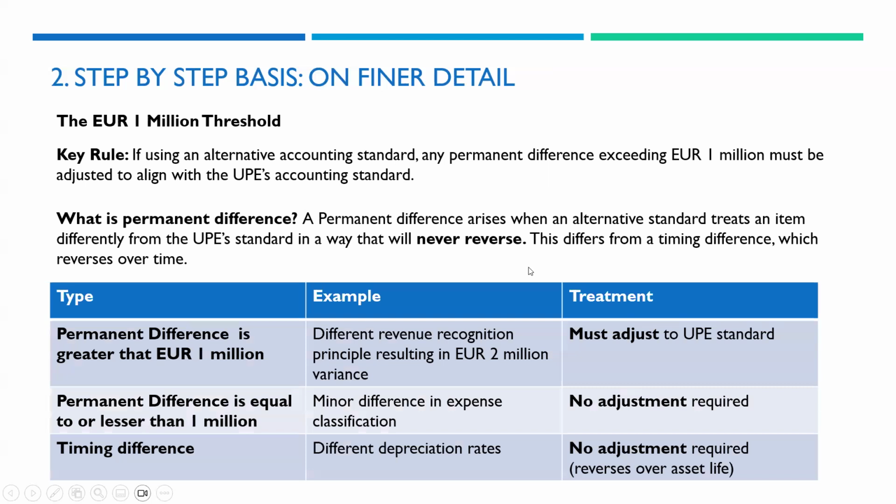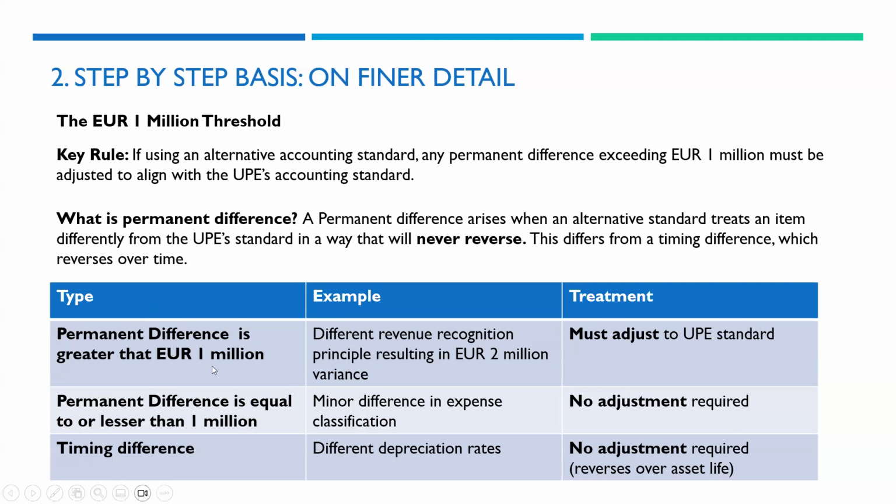Let's take an example: if the permanent difference is greater than EUR 1 million, say a different revenue recognition principle resulting in a EUR 2 million variance, then you must adjust to the UPE standard if you're using an alternative financial standard. If the permanent difference is equal to or less than 1 million, no adjustment is needed. And timing differences, no adjustment needed. We'll only be accounting for permanent differences.